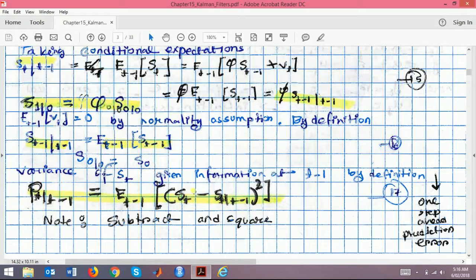Latent factor estimation of s currently and latent factor estimation of s in the last period. Conditional at time t, latent factor s conditional on information available at time t minus 1.